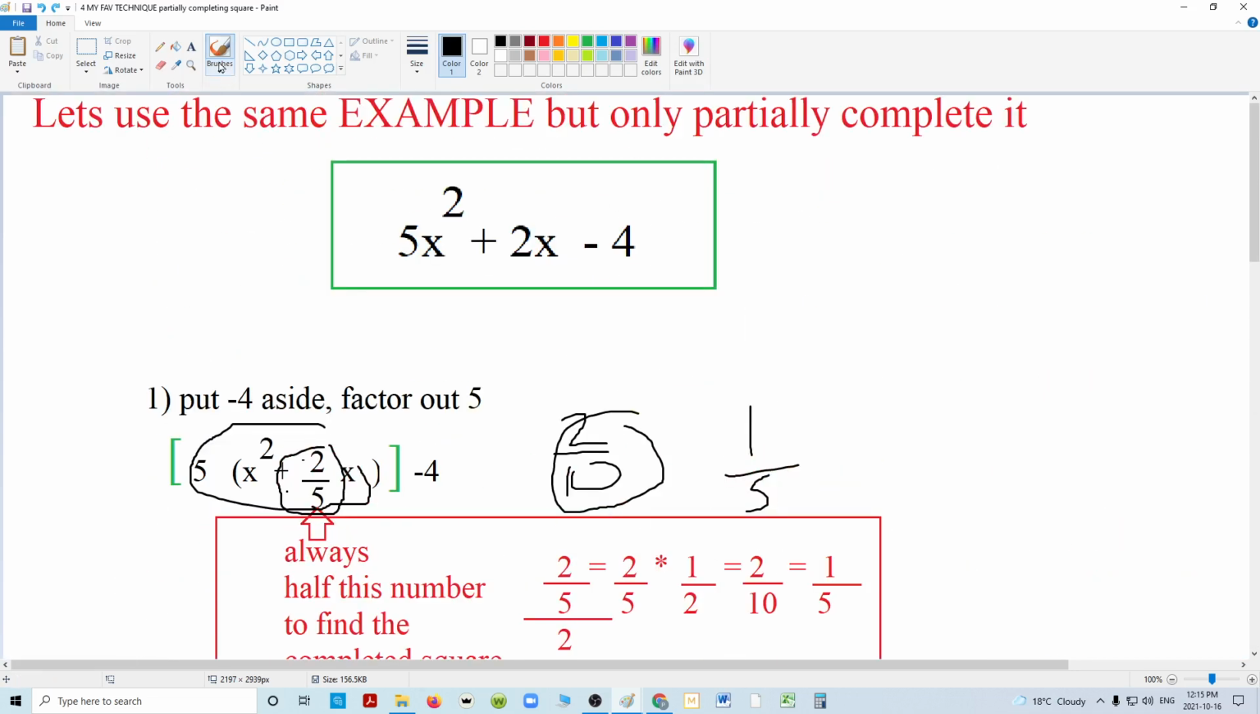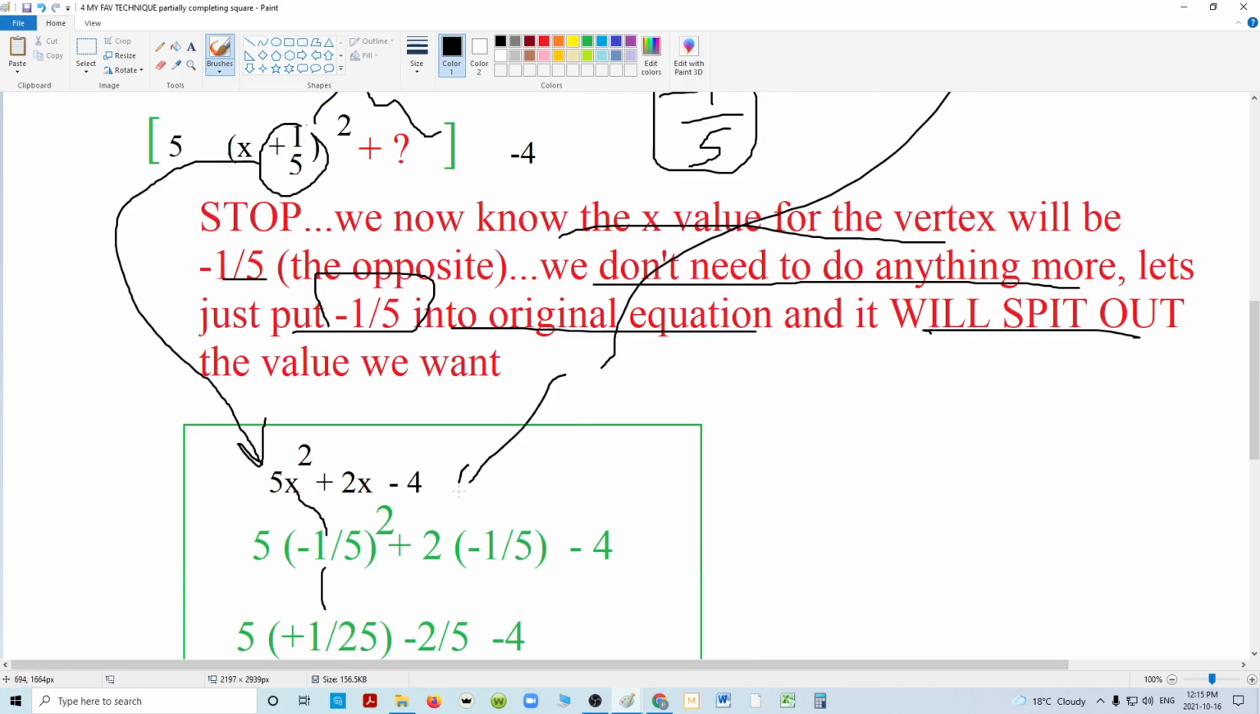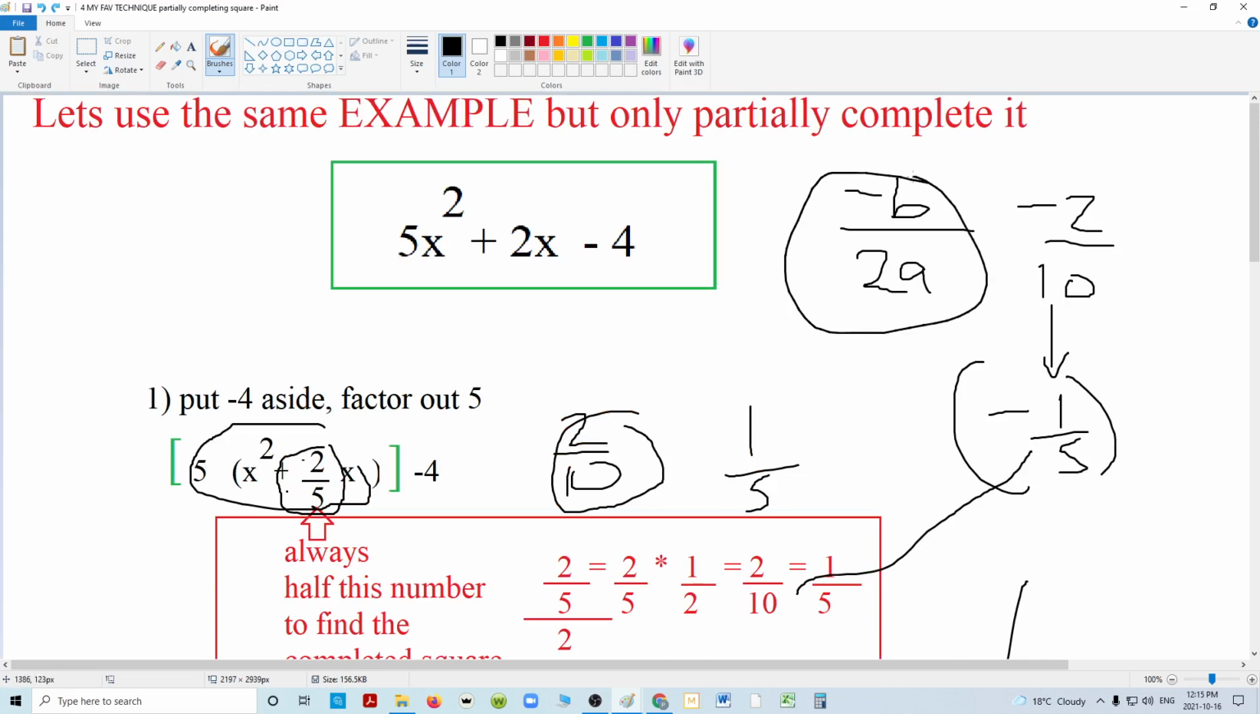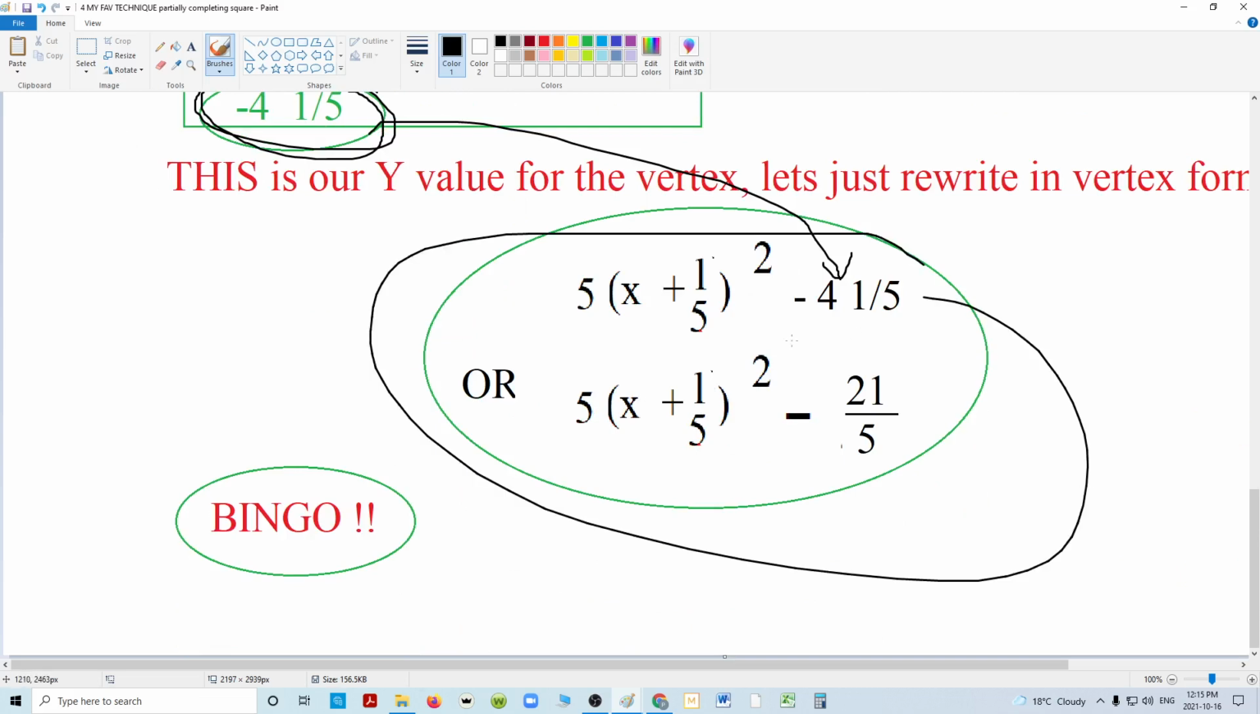I encourage you to learn it. You can also learn that technique, which said that we're going to take minus b over 2 times a, which is 10. Okay, so 2 times a, I'll write it like this. Minus b is minus 2. 2 times a is 10. We now have our x value for our vertex, right? Which happens to be the opposite of this, right? But this is the exact x value. We now can plug that in all the way to here. So if your teacher lets you use the minus b over 2a method to get to the x value right away, you can even speed up partially completing even faster.